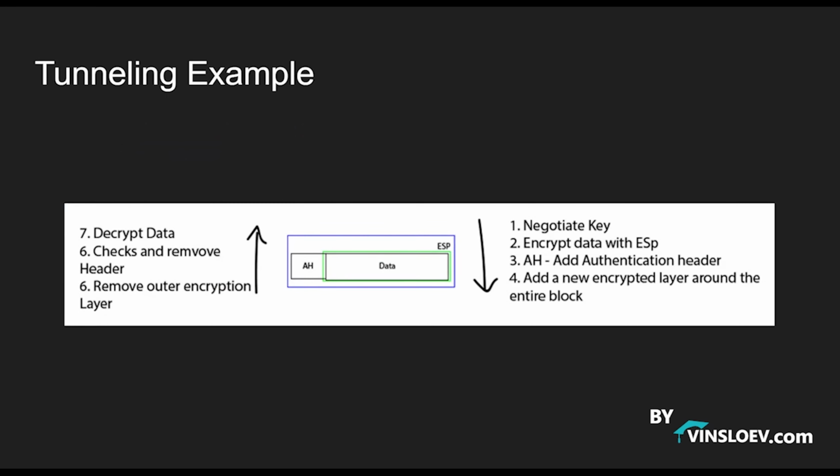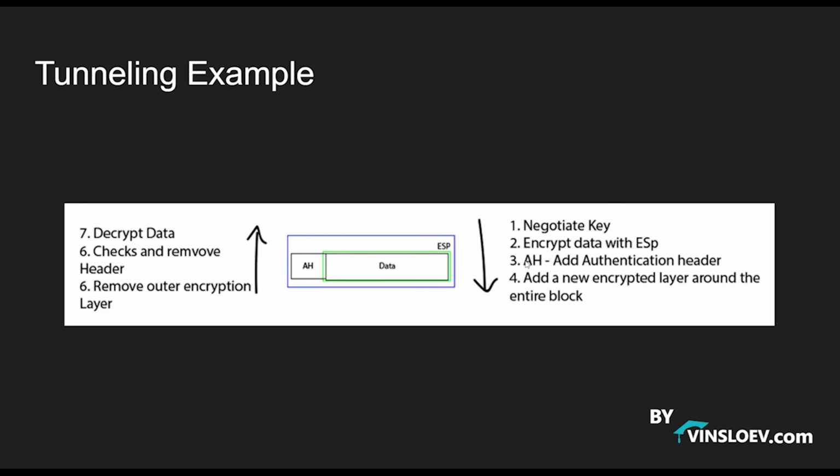So let's see how this works. The first thing that we have is part 1. We need to negotiate a shared secret or key before we can start doing this, such that we have an understanding of what is used to encrypt and what is needed to decrypt. Once that is in place, we can encrypt the data with ESP. So for example, we have a package right here with the black square. We have data, then we will encrypt it with this green layer right here. So now this entire data block is encrypted.